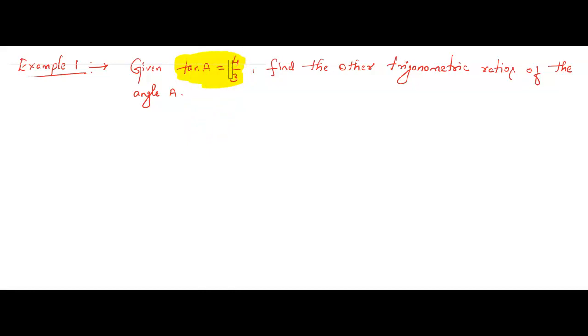Next, what is being asked? He is asking us to find the other trigonometric ratios. Other trigonometric ratios they are asking us to calculate. And here you may have noticed something written as "of angle A". Okay, see children, these are the three things which you need to identify.